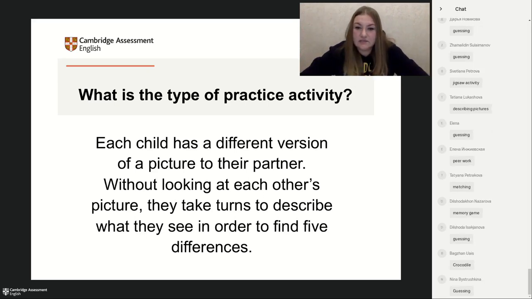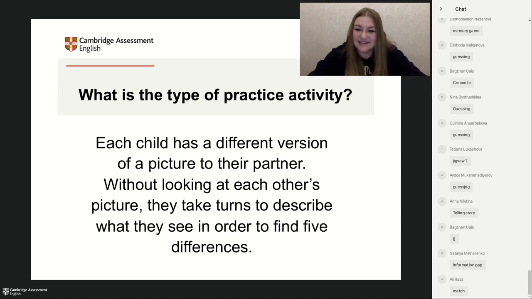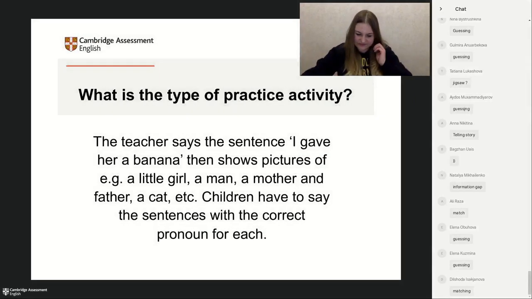I can't say that it's memory game. I think it's information gap. Yeah. Because they find the differences. Yeah, so they have different pictures. Yes, I see. Right. Very good. Very good. Okay, and the next one.